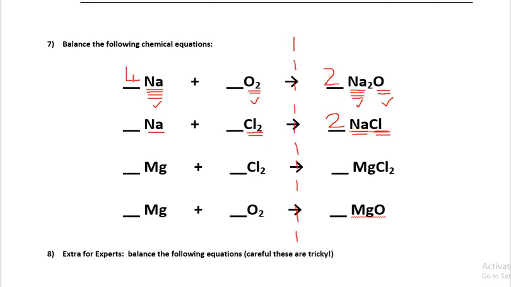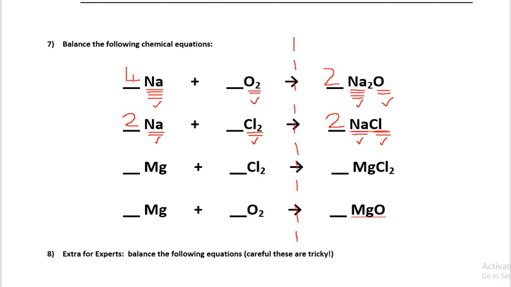So go back and double check everything. Oh, oops, I've only got 1 sodium here. So a big 2 in front, 2 sodiums. Let's double check everything again. 2 sodiums here, 2 sodiums here. 2 chlorines here, 2 chlorines here. It's all happy.